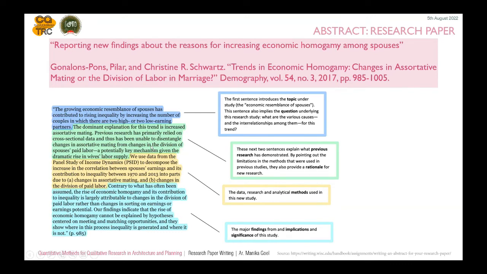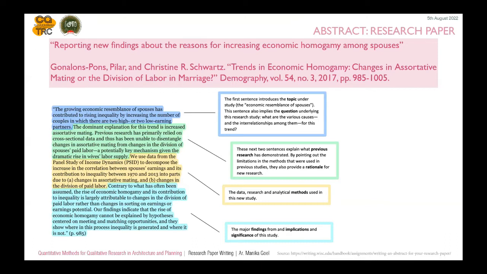So we have seen that the green color is mostly talking about the previous research and providing a rationale for a new search. Whereas the yellow color is talking about the data, research, and analytical methods used in this study. Whereas the last part is talking about the major findings and the implication and significance of the study. And let's see how they have written about it.